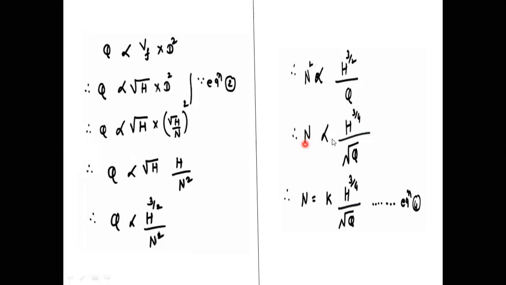Take a square root on both sides. So I can get N directly proportional to H raised to 3 by 4, since the square root of 3 by 2 is 3 by 4, and square root Q in the denominator. To remove this proportionality, I have to put a K. So N is equal to K H raised to 3 by 4 divided by square root Q, where K is constant. Say equation number 4.